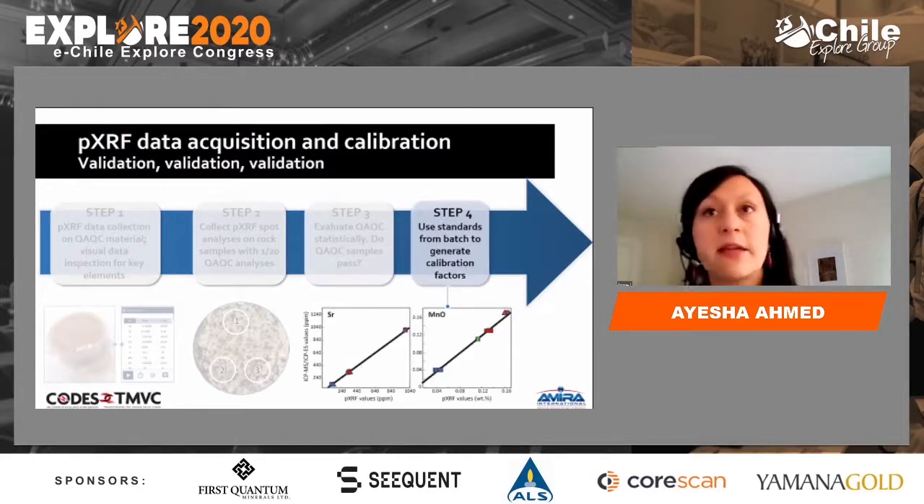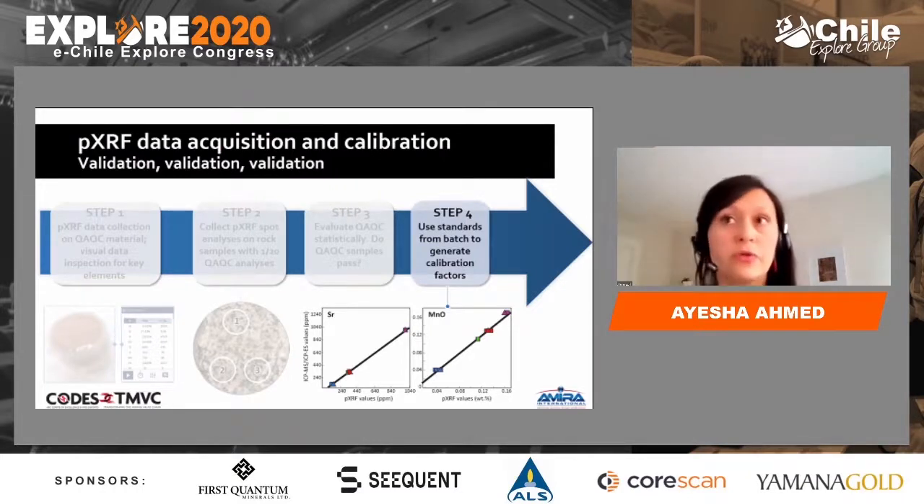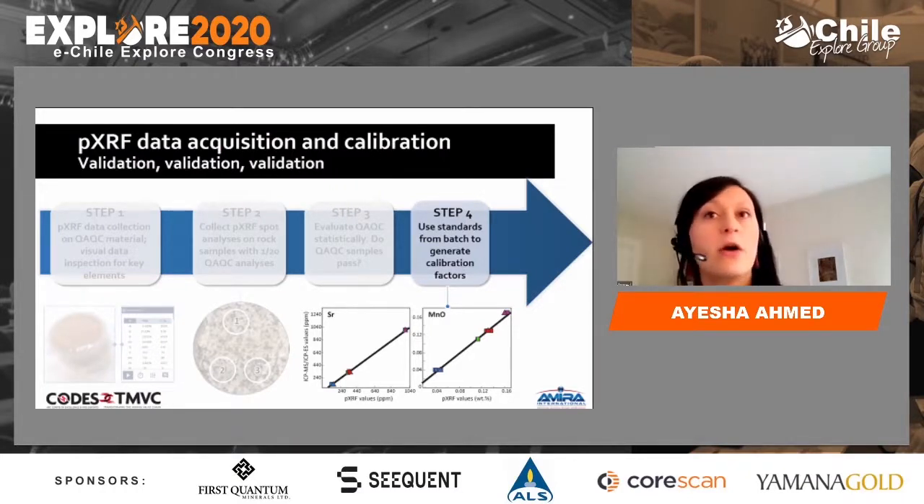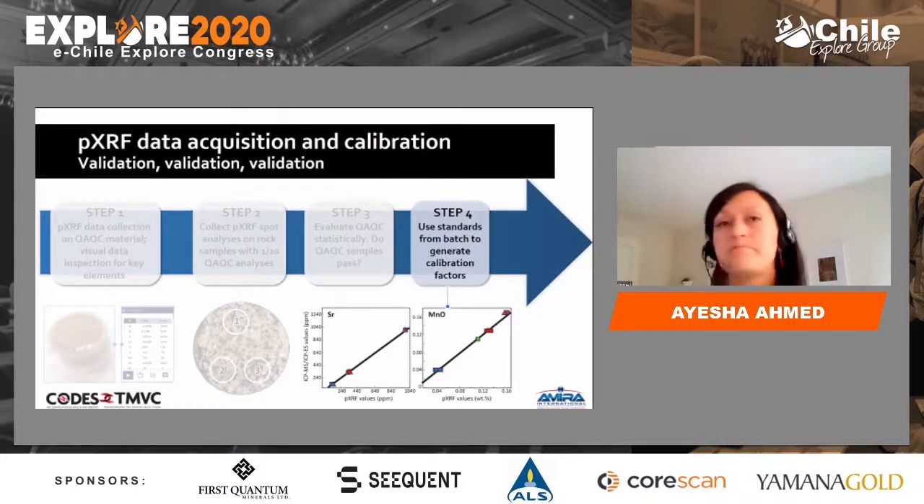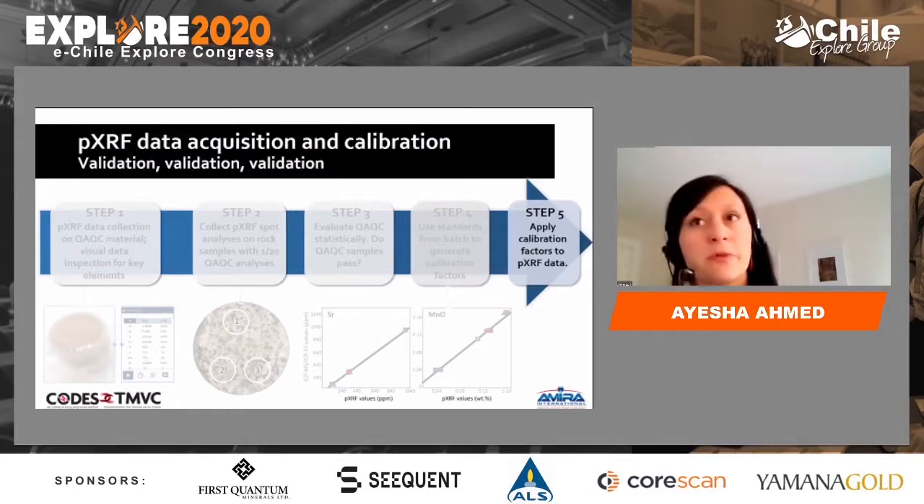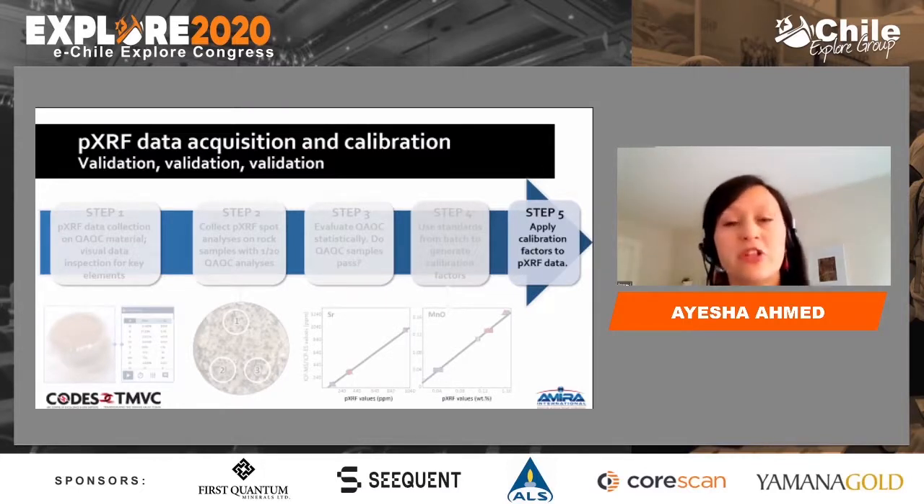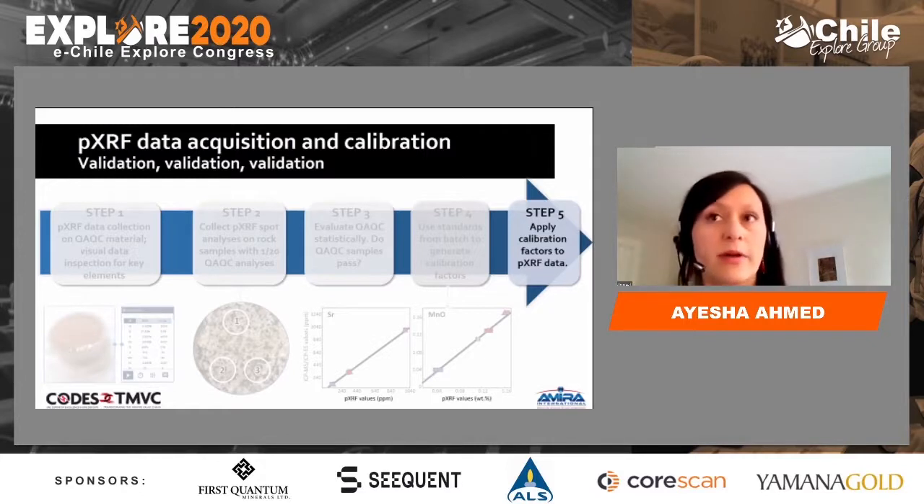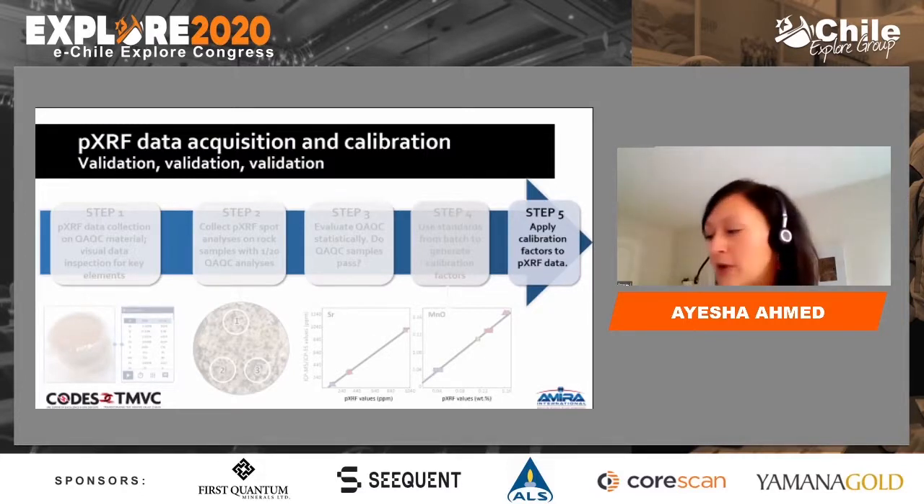Once passed, the standards can be used to generate calibration curves. These calibration curves relate PXRF data from your standards to conventional laboratory data on the same standards. And the final step is to apply the equations from the calibration curves to the PXRF data in order to generate laboratory normalized or calibrated quantitative PXRF data.